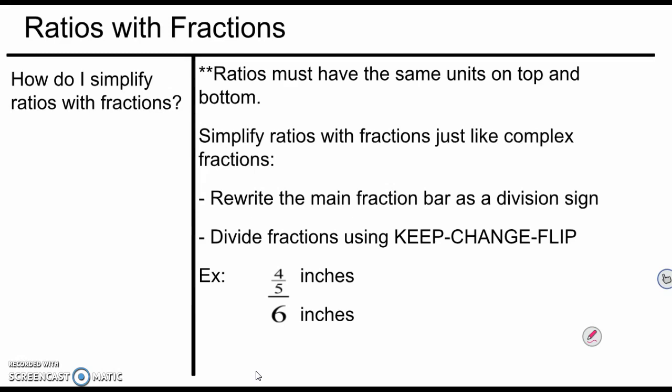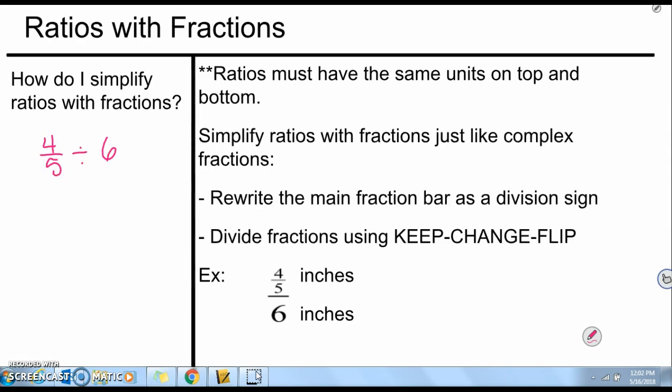So if we have 4/5 inches over 6 as our complex fraction, we rewrite that as 4/5 divided by 6. Remember, when you're dividing fractions, you multiply by the reciprocal. 4/5 times the reciprocal of 6, which is 1/6. We multiply straight across. 4 times 1 is 4, and 5 times 6 is 30.